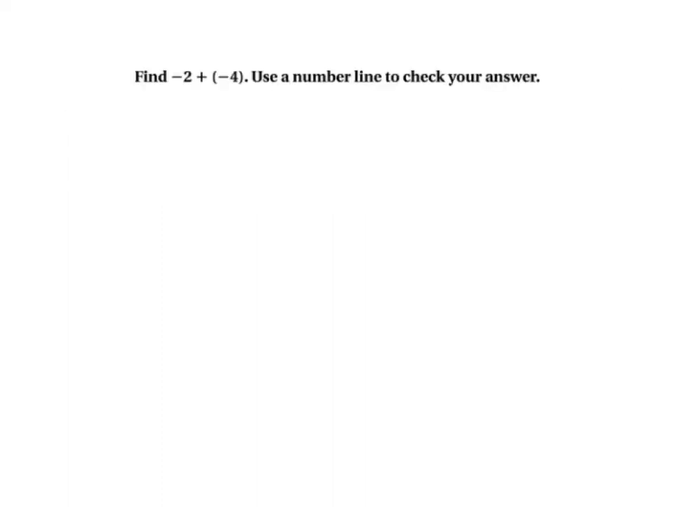All right, find negative 2 plus a negative 4. Use the number line to check your answer. Again, I said we'd look at the number line more tomorrow, but let's look at how we would do this. If you remember, we have the same signs, so we're going to add together the absolute values. 2 and 4 are their absolute values, so I'm going to add those together and get 6. Then I go back and look at a negative and a negative, so I have a negative 6.